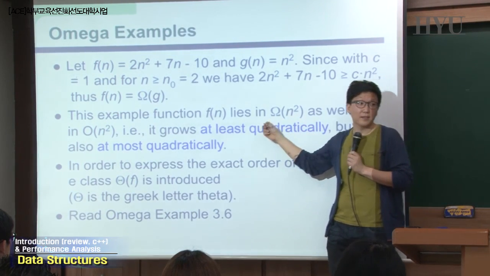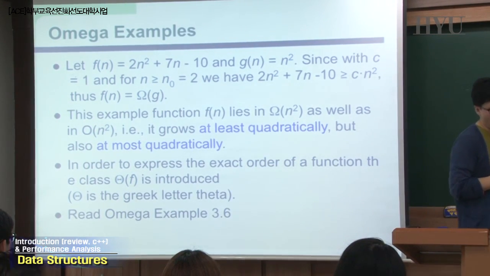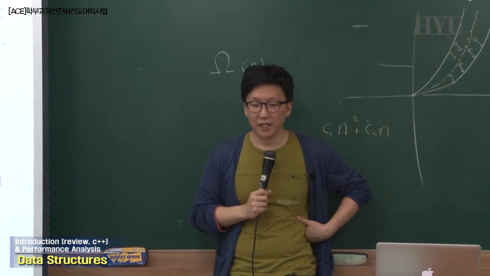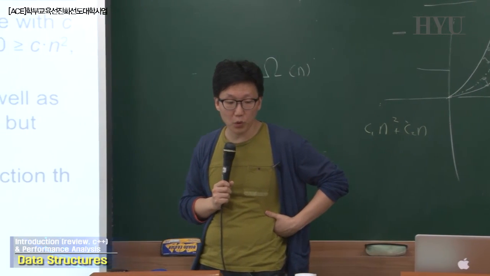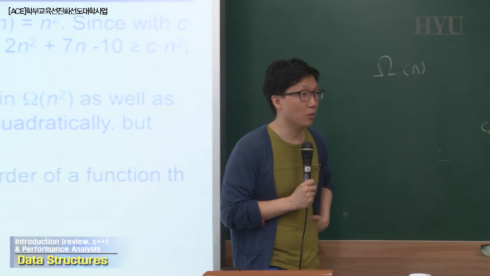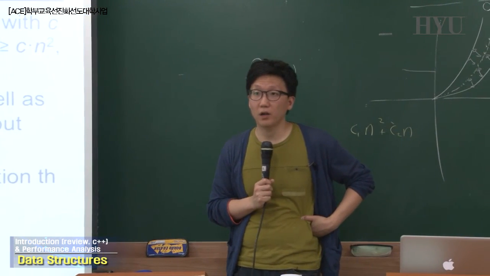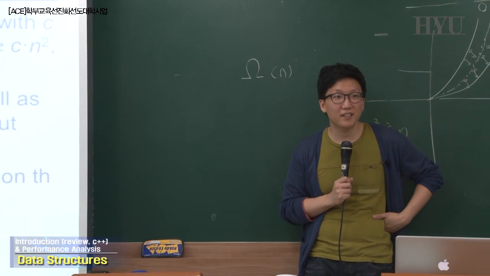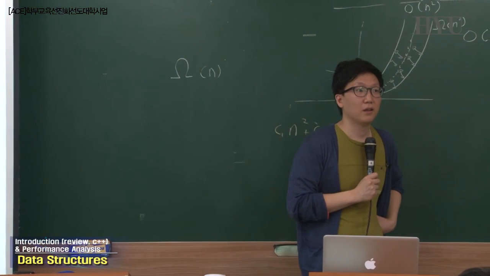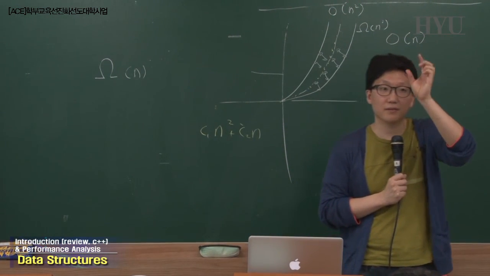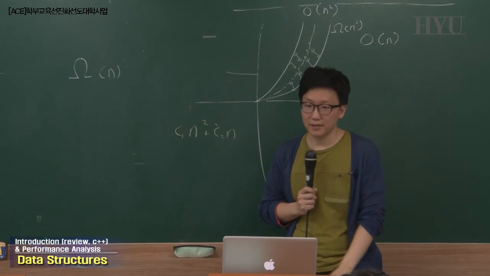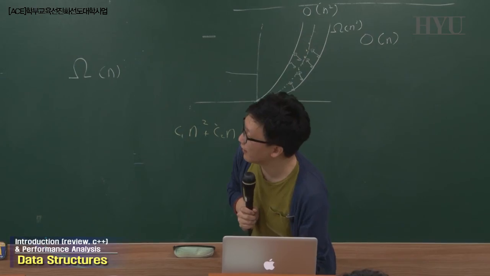So you can say it lies in omega of n squared, as well as order n squared too. It grows at least quadratically, but at most quadratically. It's both. Omega and big O are n squared, the same. In this case, you can actually say that theta is also n squared. Right? Maximum and minimum are the same. So why not? It depends on the theta definition. Theta definition right here.